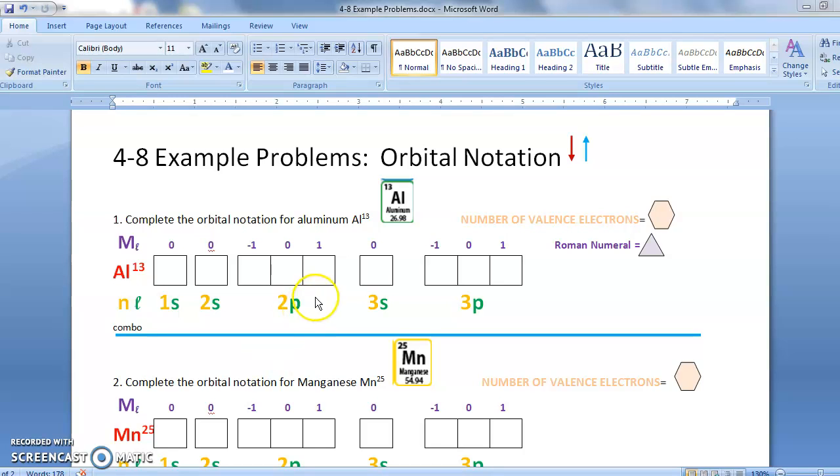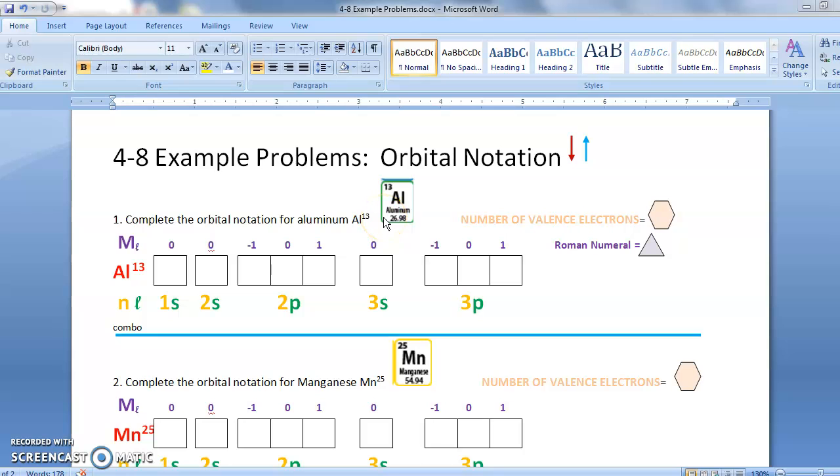All right, here we go. We are now going to be taking a look at some example problems on how to do orbital notation. You have a PDF file with these on there, so if you want to open this, you can do these right along with me on your PDF. Here's our first one. They're asking us to do an orbital notation for aluminum.